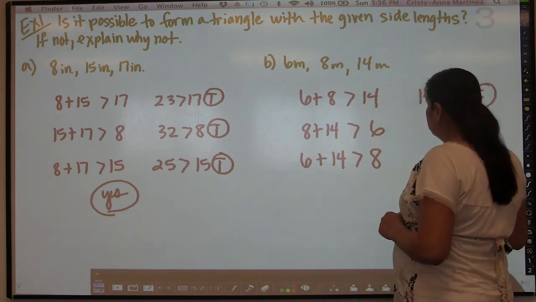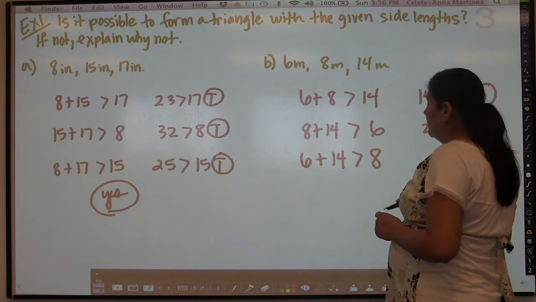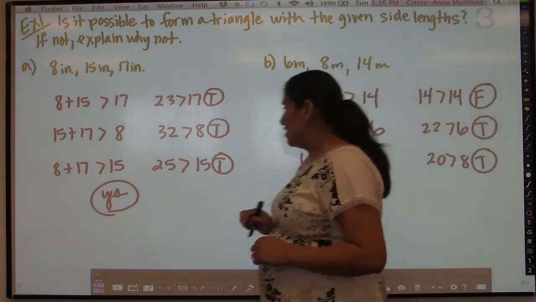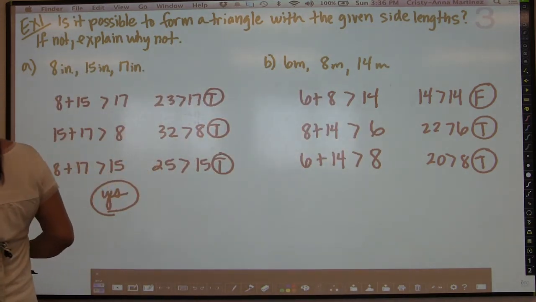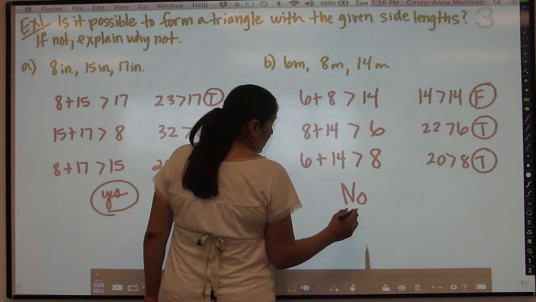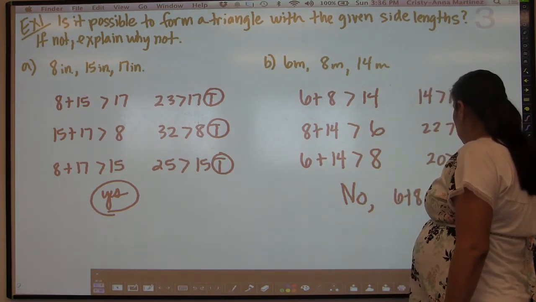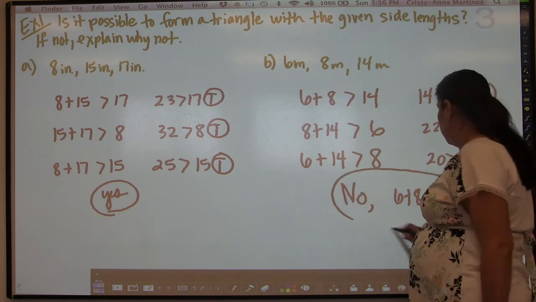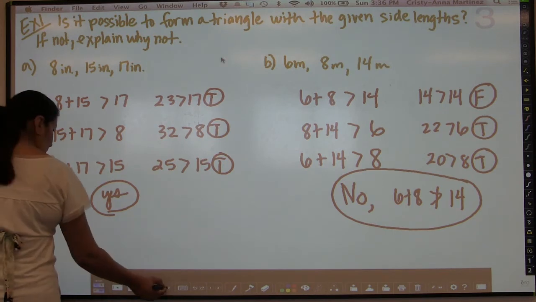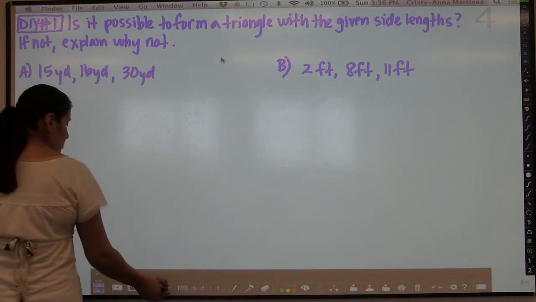8 plus 14 is going to be 22, which is larger than 6. And 6 and 14 is 20, which is larger than 8. So that's true. But because 6 plus 8 is not larger than 14, the answer here is no. These side lengths will not form a triangle. And when we explain why not, we simply say that 6 plus 8 is not larger than 14. So we use our algebra to explain why it doesn't work. So now you can try this do-it-yourself example, and then we'll move on to another application of the triangle inequality theorem.